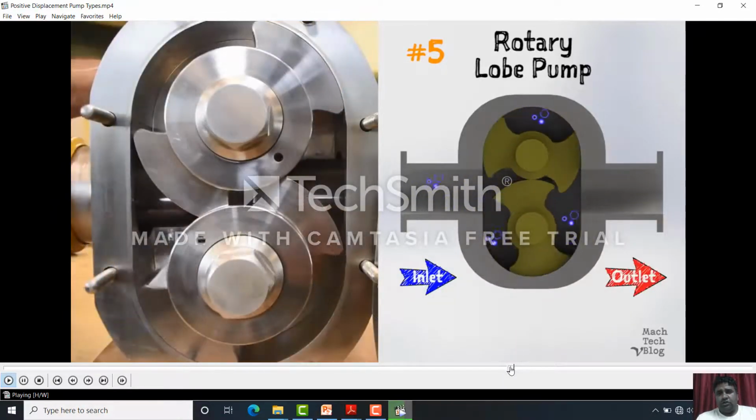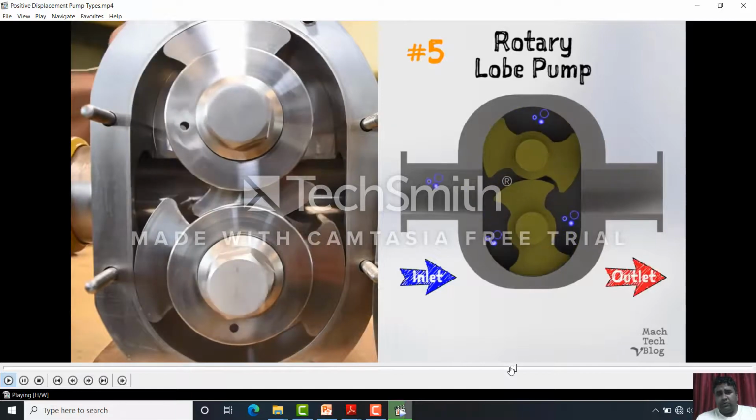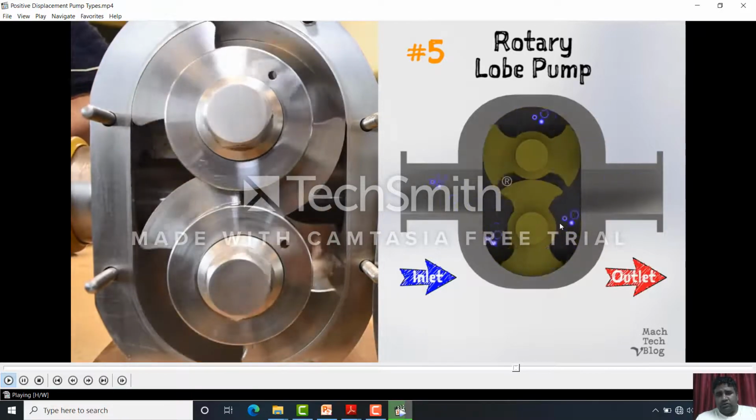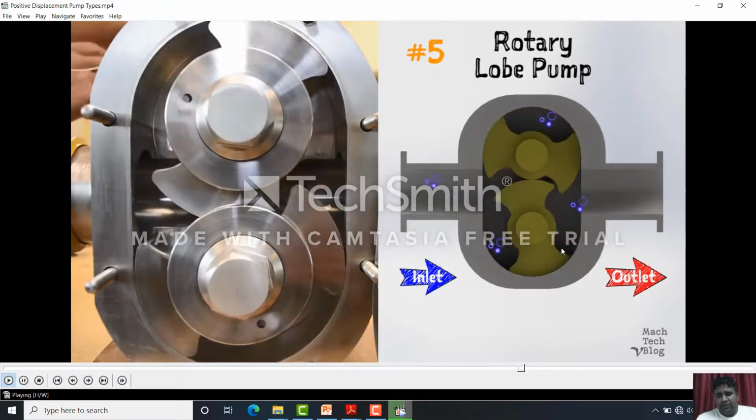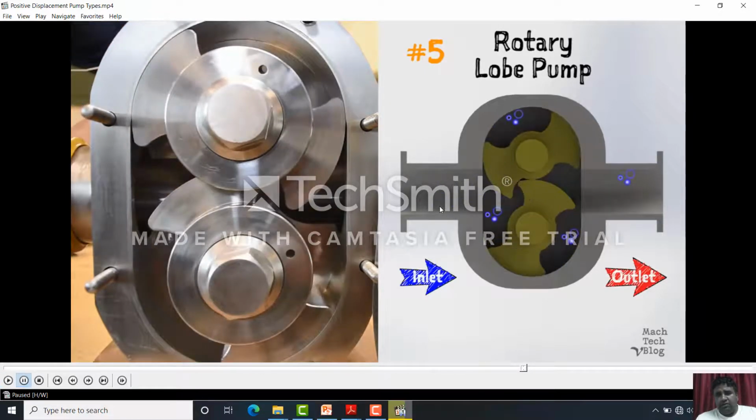This is a rotary lobe pump. These rotating devices are making a lobe, and in this lobe the water, or the liquid, is entrapped and it is conveyed.